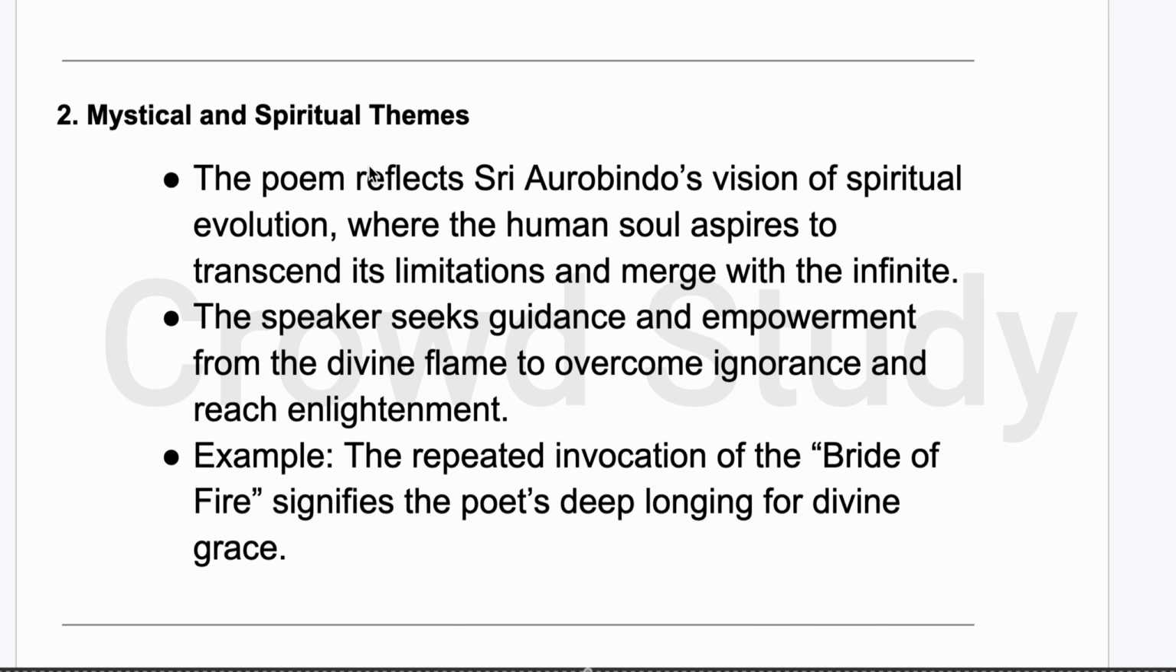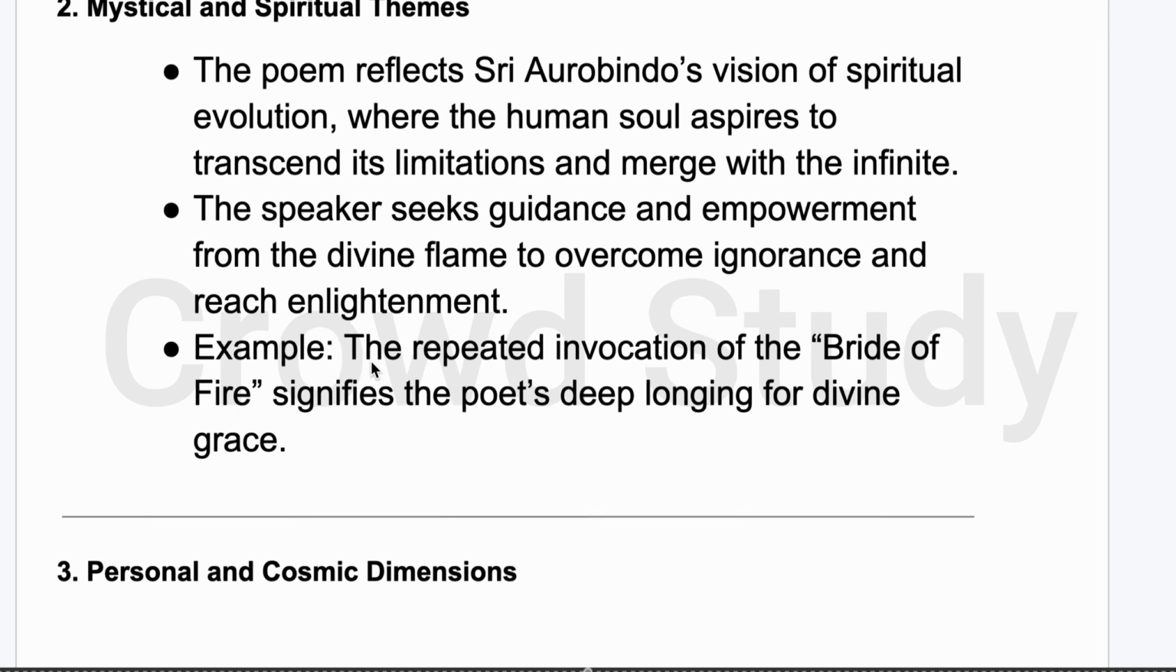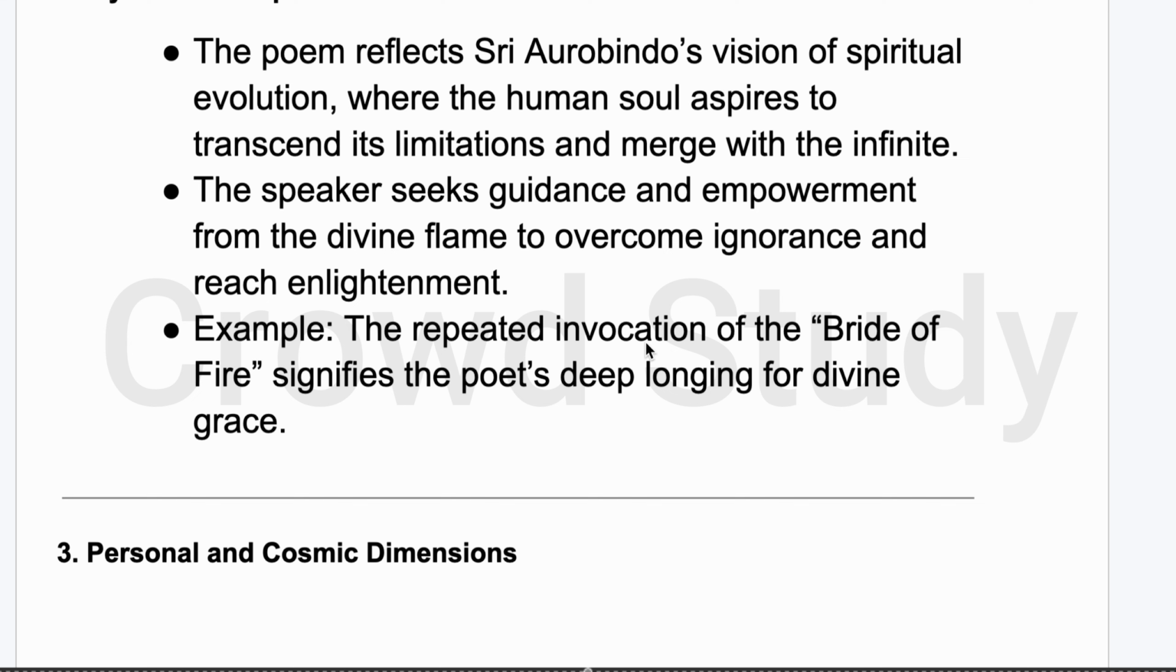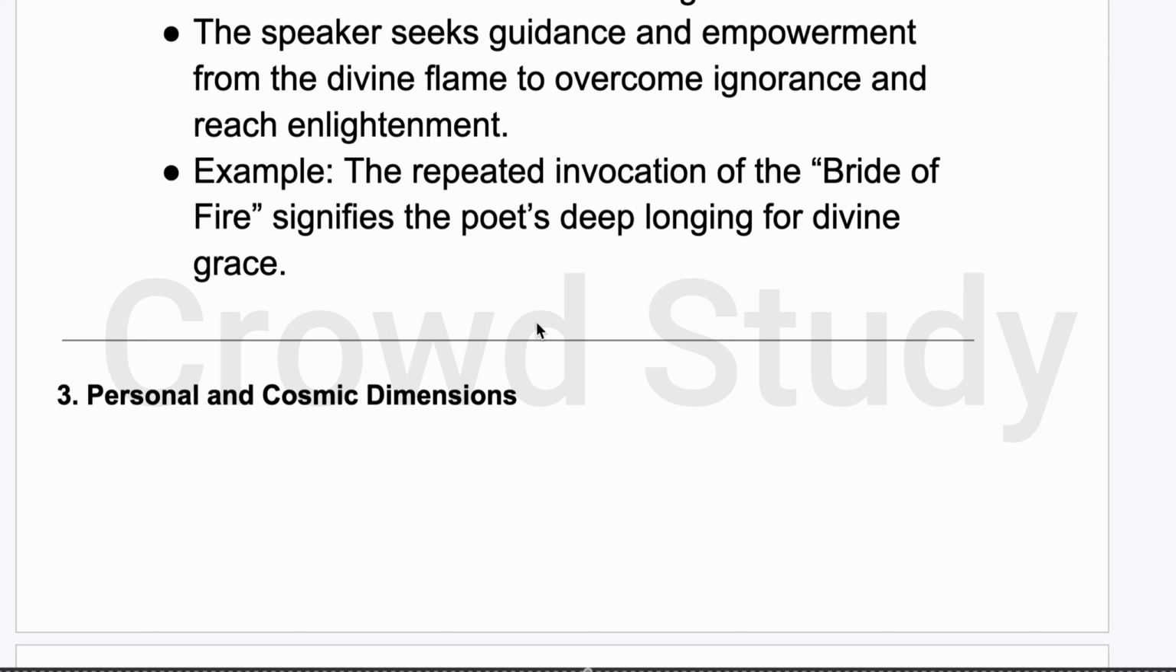Number 2, mystical and spiritual themes. The poem reflects Sri Aurobindo's vision of spiritual evolution, where the human soul aspires to transcend its limitations and merge with the infinite. The speaker seeks guidance and empowerment from the divine flame to overcome ignorance and reach enlightenment. For example, the repeated invocations of the bride of fire signify the poet's deep longing for divine grace.